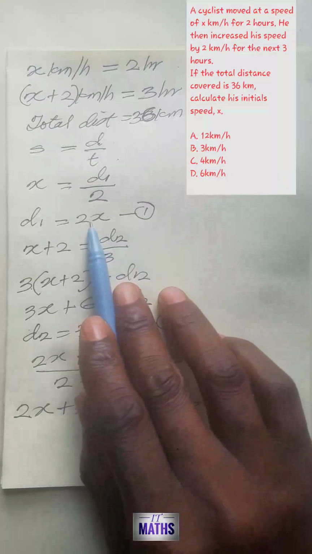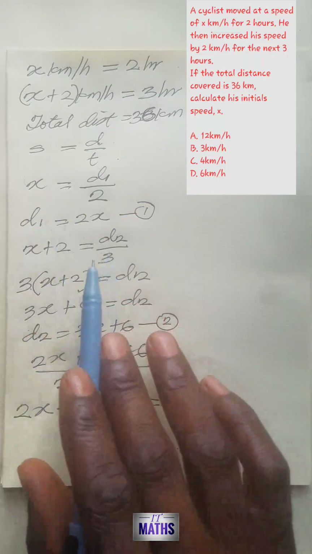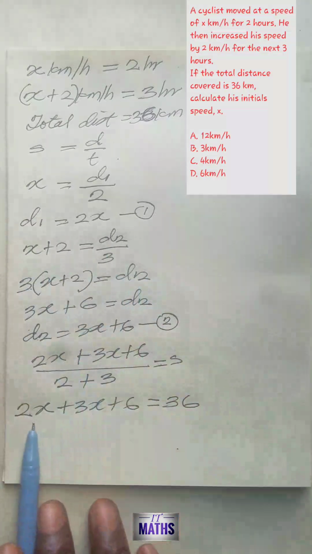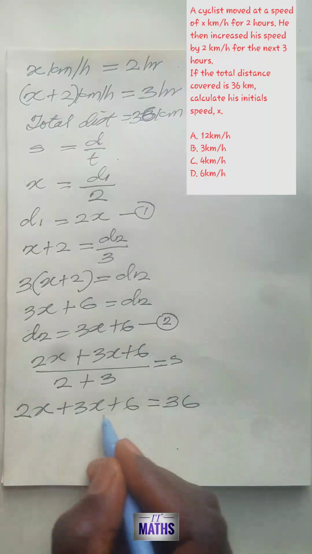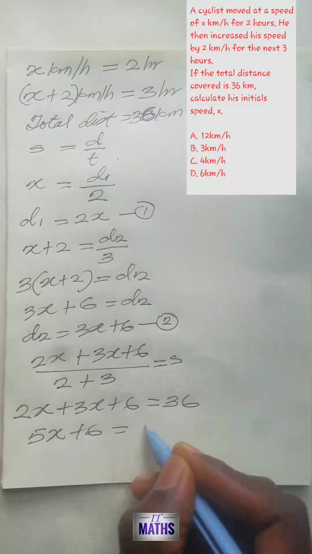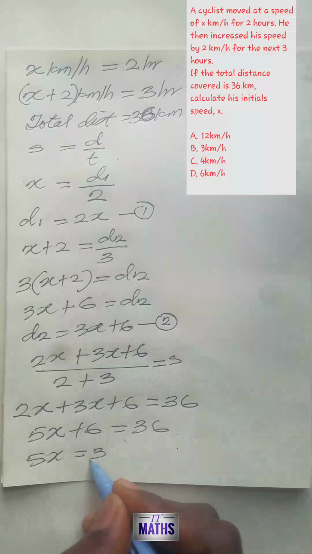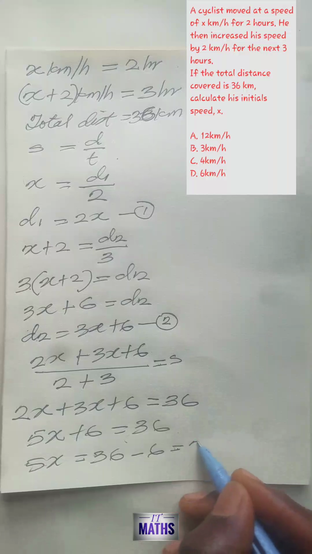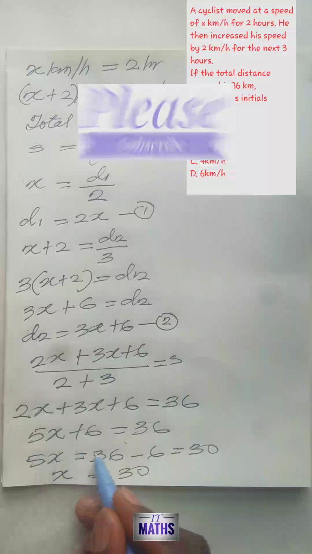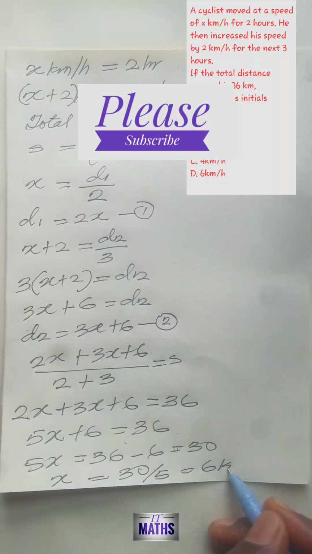That's the first distance I got from the first situation given to me, and the second distance that I got from the second situation given to me. Do you understand? Okay, so that I can solve this now. This is what? 5x, 2x plus 3x, right? 36. Now 6 can come over here. That's 5x is equal to 36 minus 6, which is what? 30. So x is equal to 30 over 5. 5 comes over here and divide, and that is what? 6 kilometers.